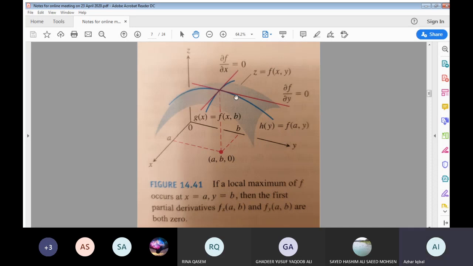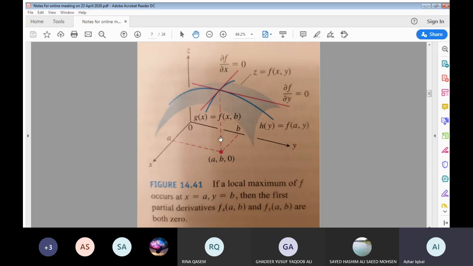Likewise, if you now want to understand geometrically the meaning of the partial derivative with respect to y, of course you are assuming x is constant. If you project this point onto the xy plane, you get this point here, with coordinates a, b, and 0, and the z coordinate is of course 0.